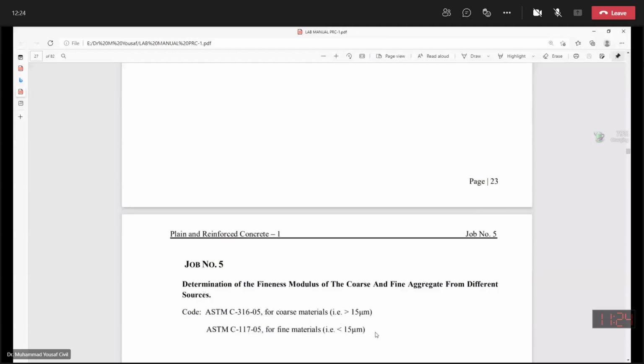Now, first of all, what are coarse and fine aggregate? If the material is passing through sieve number 4, and its size is 4.75 millimeter, then it is fine aggregate, and if it is retained on sieve number 4, it is coarse aggregate. It is well known to you, and you have gone through this in your geotech lab as well, fine and coarse aggregate.